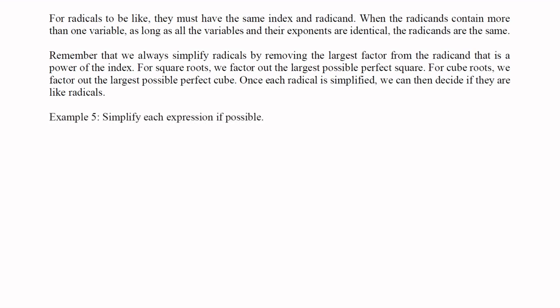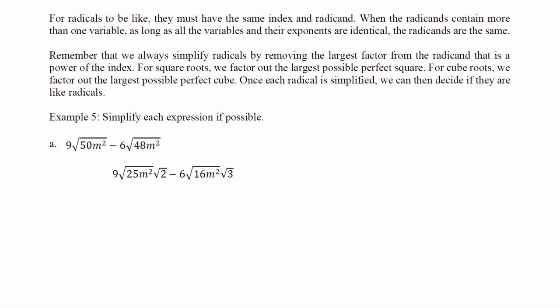So let's see if we can simplify these. We have 9 square root of 50m squared minus 6 square root of 48m squared. So let's simplify the radicals first. Our largest perfect square for 50 is 25. Our largest perfect square for 48 is 16. So we're going to factor out those items.